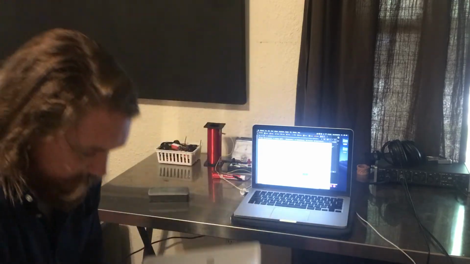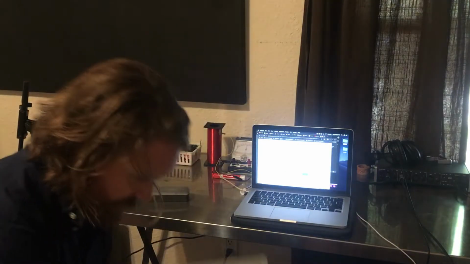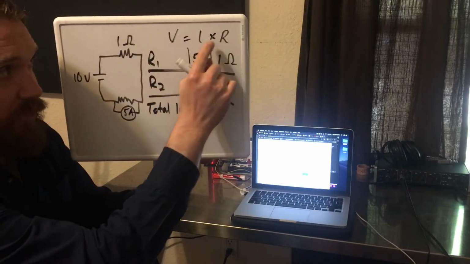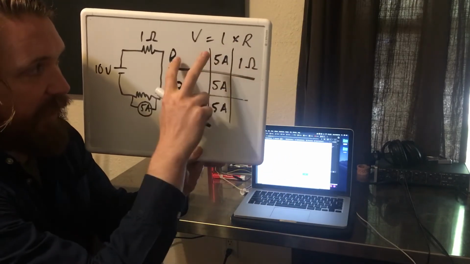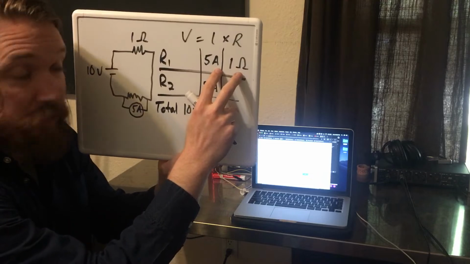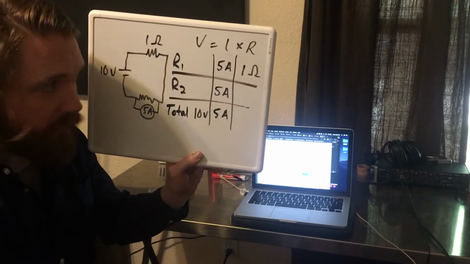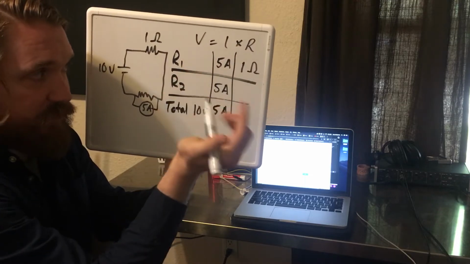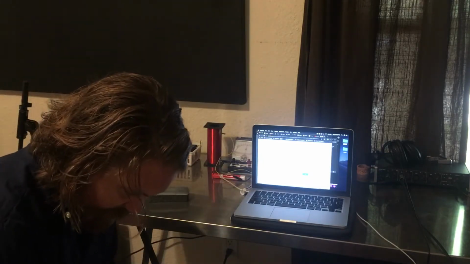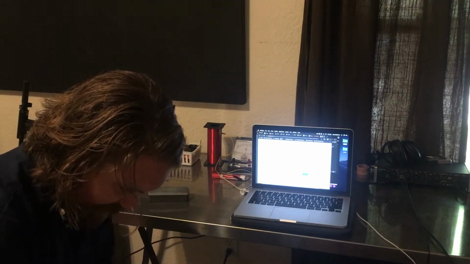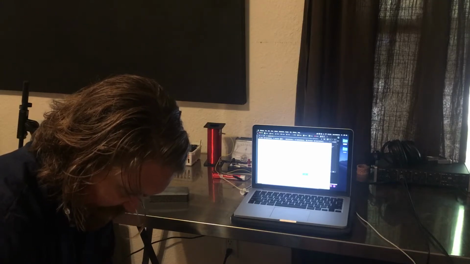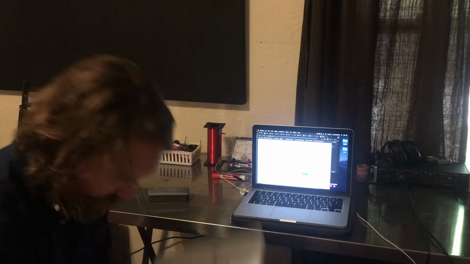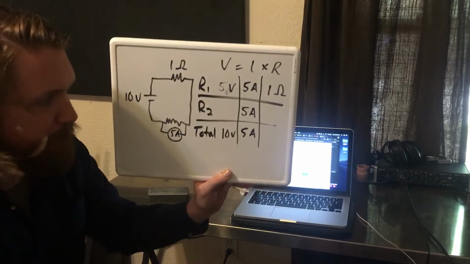Now we also know that voltage equals current times resistance. So any row where you have two numbers, you can always find the third. Here we have 1 times 5 equals our V, which is 5. Ah, that's an A. 1 times 5 is 5 volts. All right?